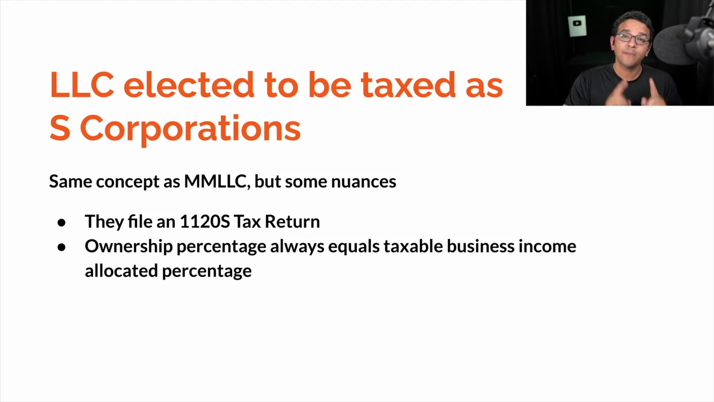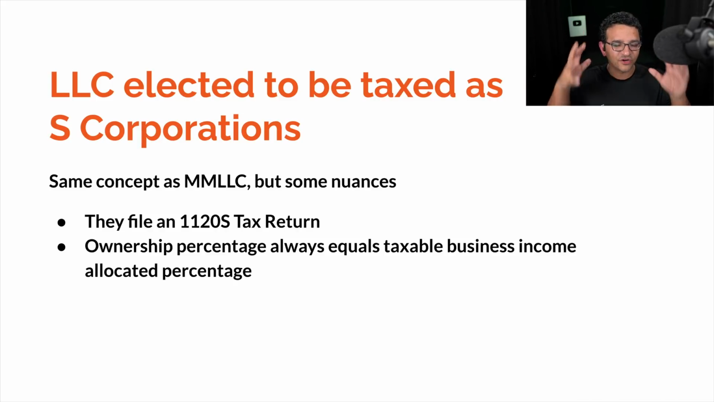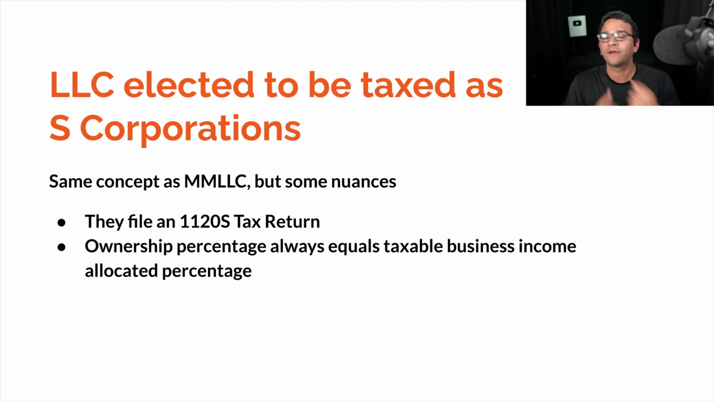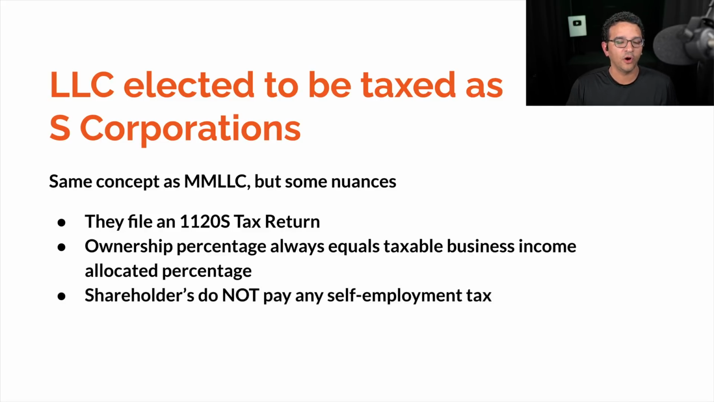With a multi-member LLC that did not elect to be an S corporation, you can have owners that have a certain percentage ownership of the business and a different percentage allocated for income and tax purposes. In an S corporation, you don't get that flexibility. If someone owns 27% of an LLC elected as an S corporation, they will pay based on the allocated 27% of the profits of the business. So there's not a lot of flexibility there. It's all pretty straightforward based on ownership.